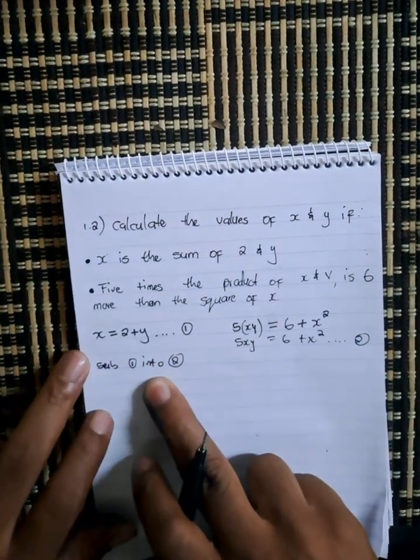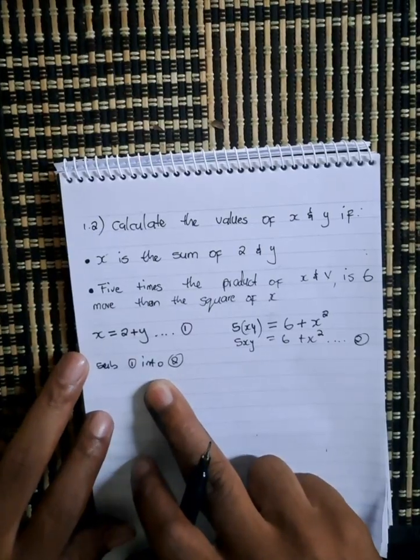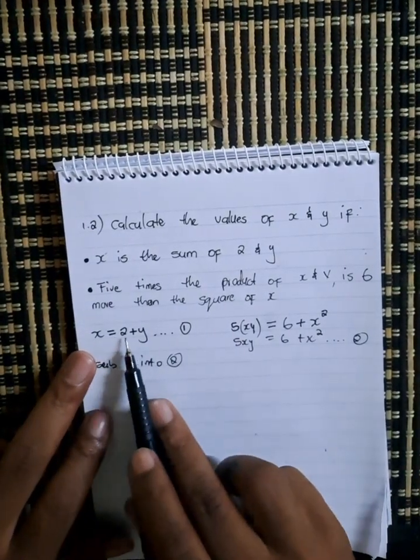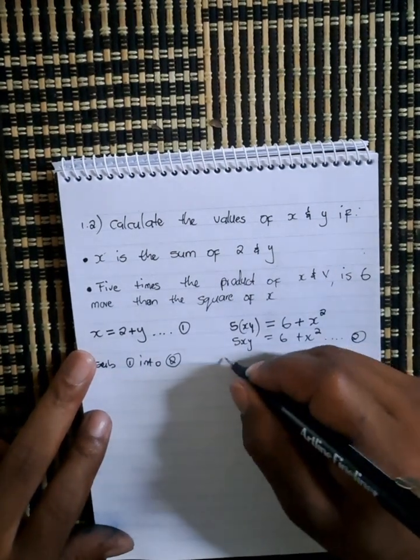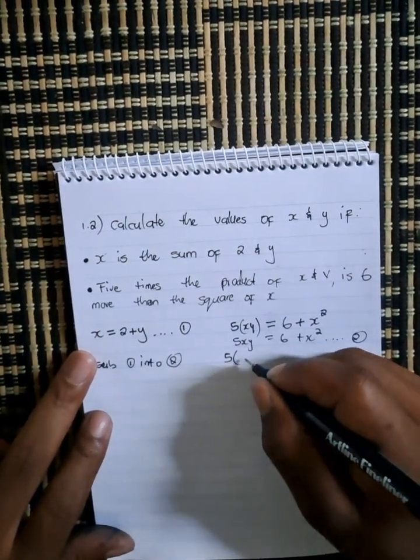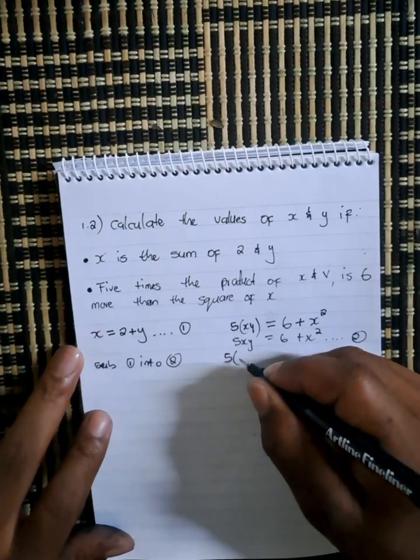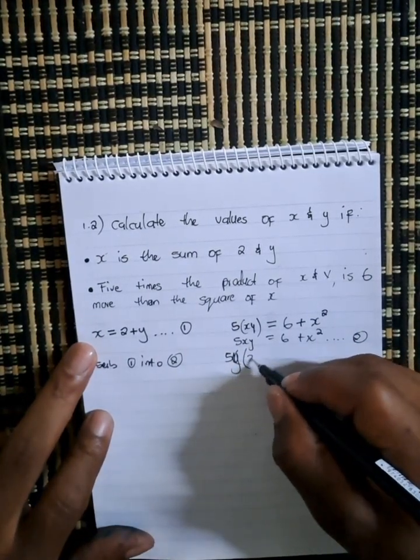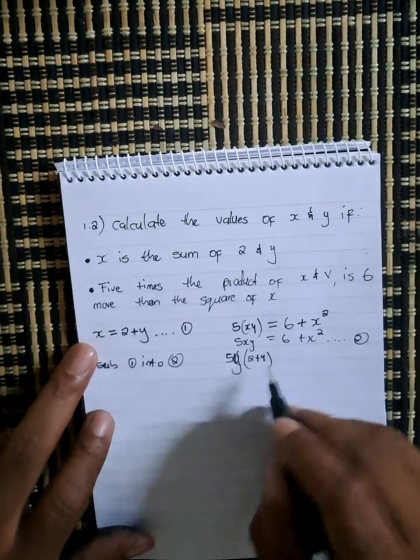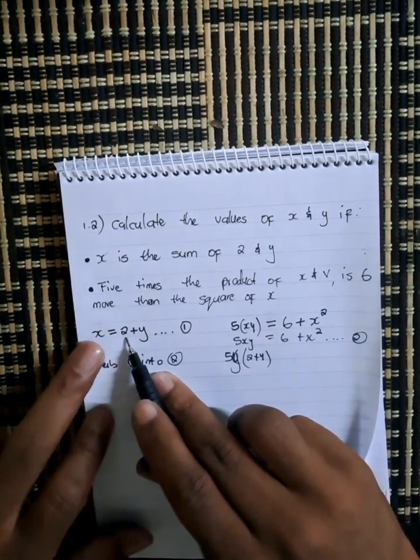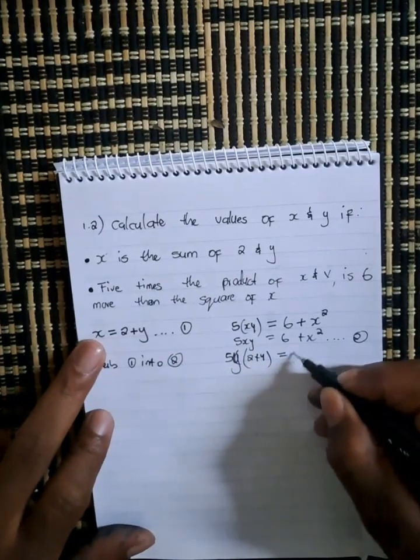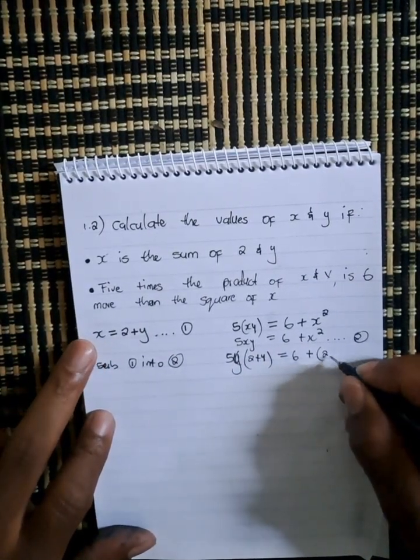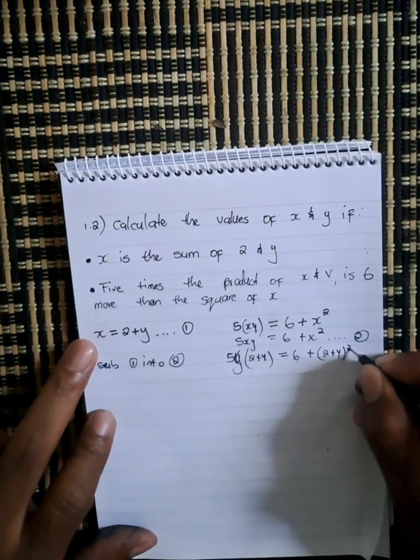Why are we doing this? We're doing this because we are solving this equation simultaneously. All right, so let's take this into this thing over here. 5 times y, and then x is 2 plus y. So wherever we see x, we're going to substitute it with this. Equals 6 plus, there's an x again, (2 + y) squared.